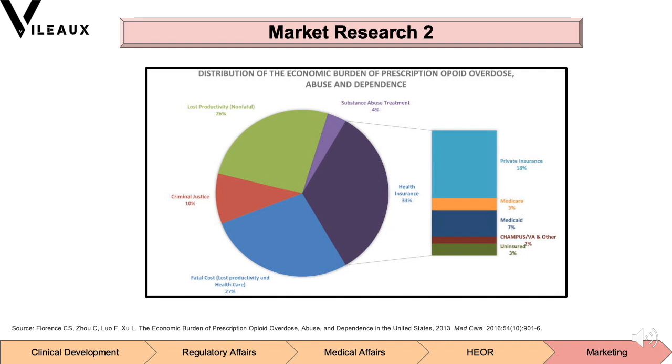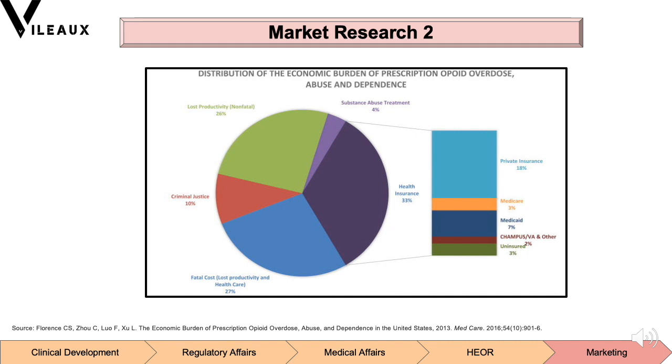Looking at the pie chart, you can see the dark purple one represents the health insurance. It's 1/3 of them, and it represents that the economic burden for opioid overdose, abuse, and dependence is spent across all sectors in society, from the health insurance to the patient quality of life.